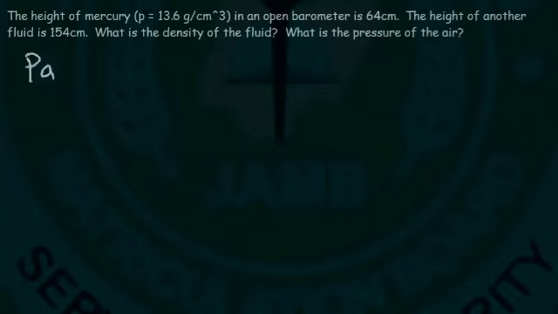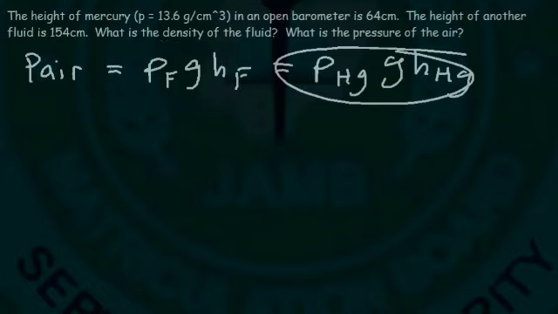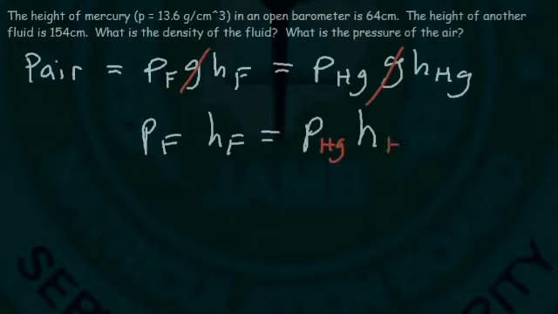Now, the pressure of the air is equal to the gauge pressure of the other fluid, and that's also equal to the gauge pressure of mercury. So these two are equal to each other. So we could divide by the gravitational acceleration. Those two will cancel. So the density of the fluid times the height of the fluid is equal to the density of mercury times the height of mercury. So the density of the fluid, we're looking for that.